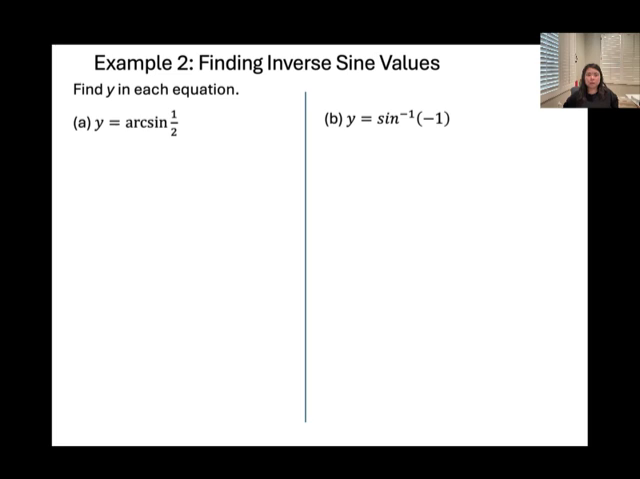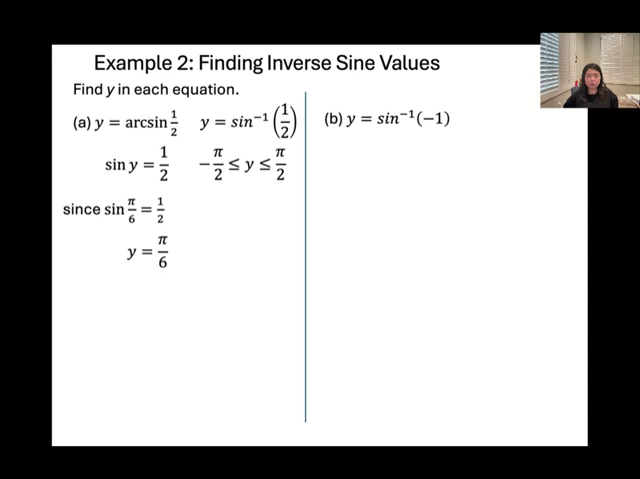Example 2, find y in each equation. Since they are talking about the inverse, you need to remember the range of the y here. I could rewrite it as y equal to sine inverse of 1/2, so sine y will be equal to 1/2 here. What is the range? The range is from negative pi over 2 to pi over 2. Sine of what number will be equal to 1/2? That will be pi over 6, right? So y will be equal to pi over 6.